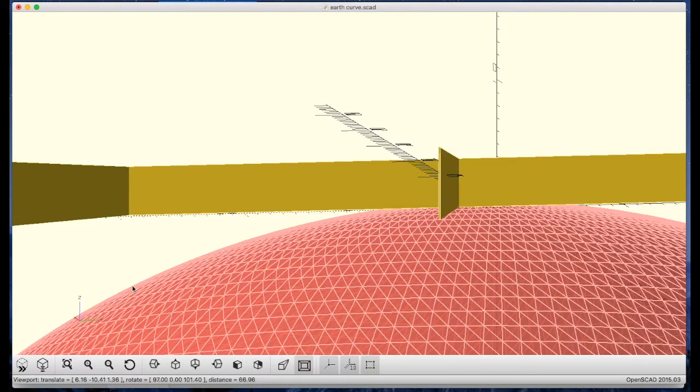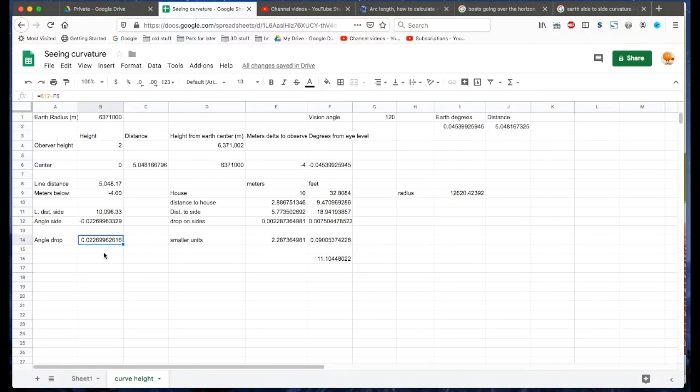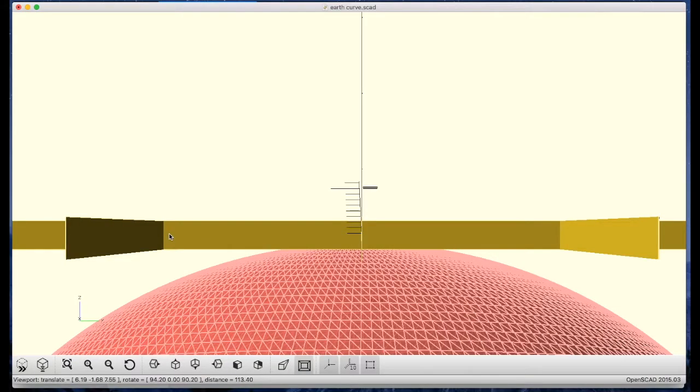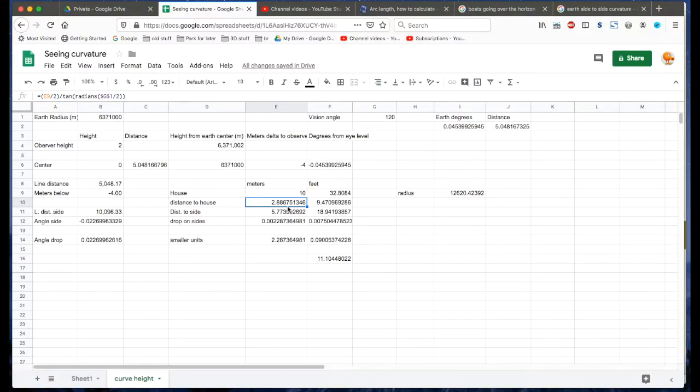So this drop here is going to be the difference between this angle and this angle, which gives me 0.02269 degrees. If we want to put this into a context anybody can observe, let's say the side of your house is 10 meters wide, and you're standing in the middle so that you've got 5 meters on either side of you. The distance that you would have to stand to have a 120 degree field of view would be 2.88 meters.